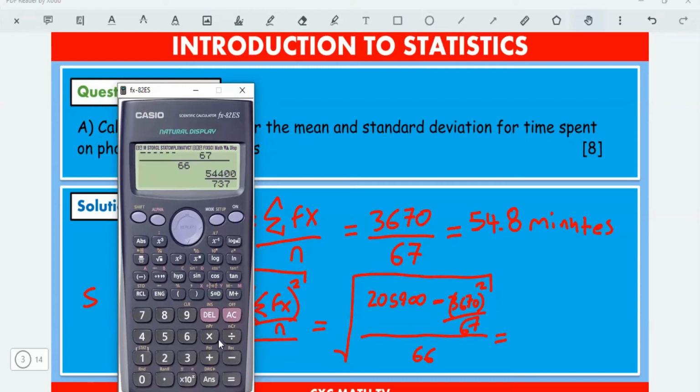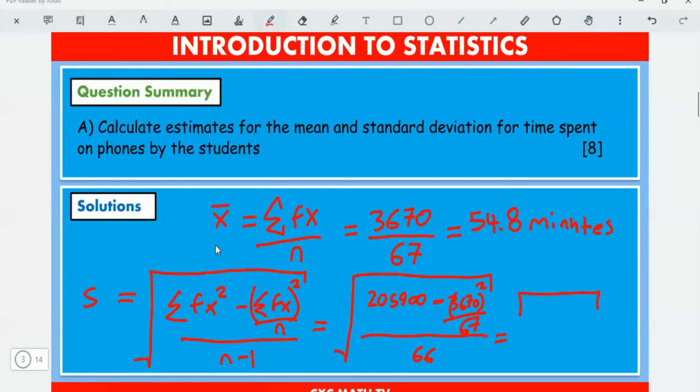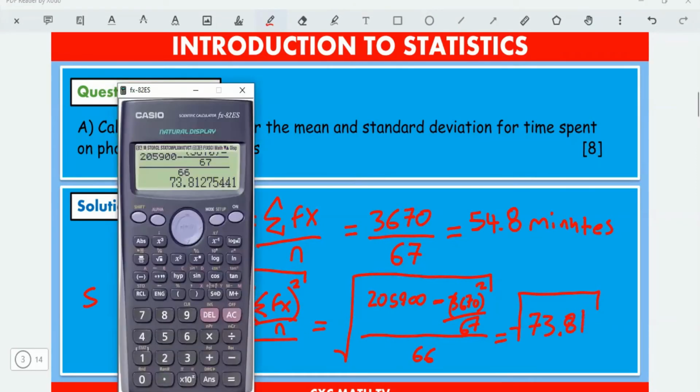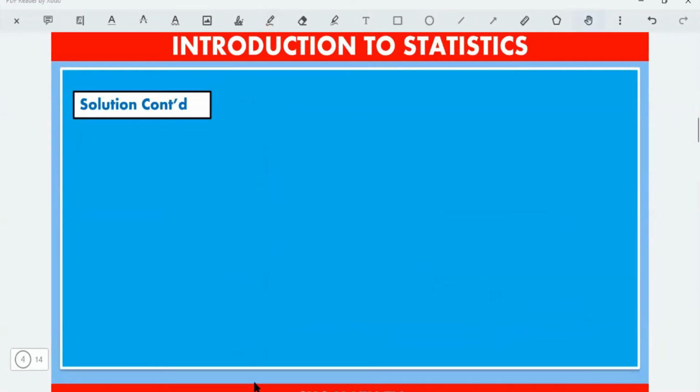All right, so we work that out. This is what we're getting so far, 73.81. But we're going to need to square root that because we didn't square root it yet. So let's square root that. The answer is 8.59. All right, so S is equal to 8.59. And remember, time is in minutes. So the standard deviation is 8.59 minutes.